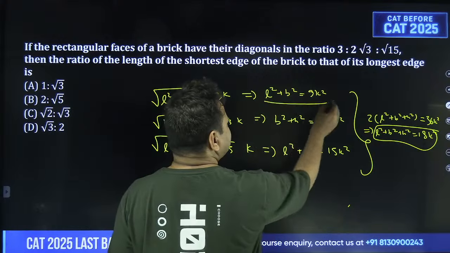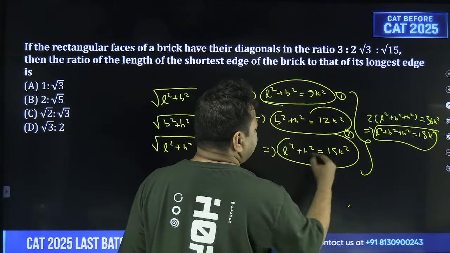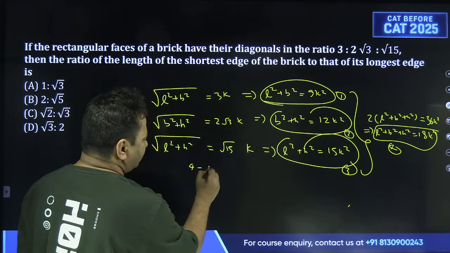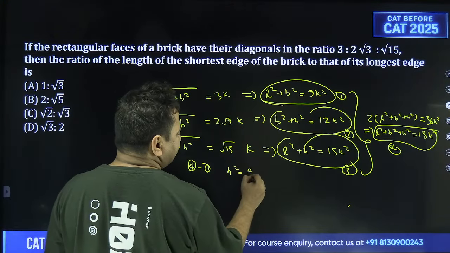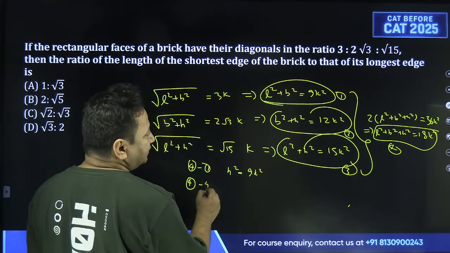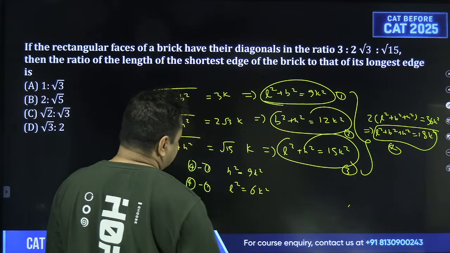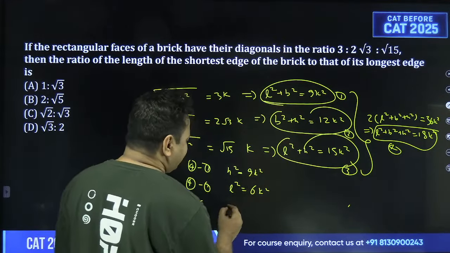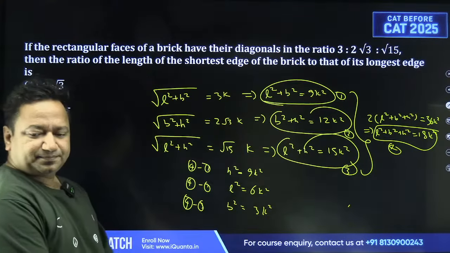So if this is equation number 1, this is equation number 2, equation number 3, let this be equation number 4. If I subtract 1 from 4, I'll get H square, that is 9k square. If I subtract 2 from 4, BH is gone, I'll get L square, that'll be equal to 6k square. If I subtract the third equation from the fourth, LH is gone, I'm left with B square, that'll be equal to 3k square. That's what we have. Is that right?